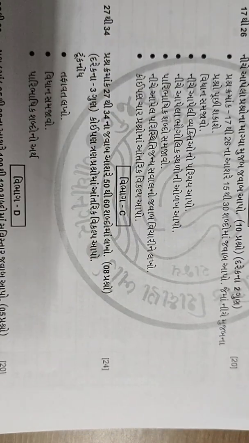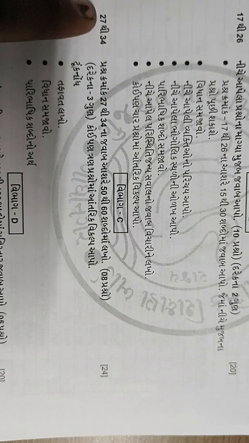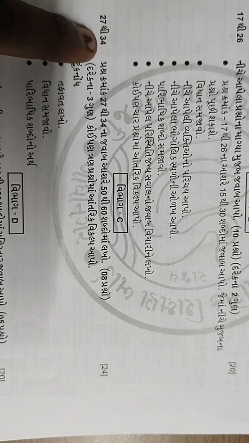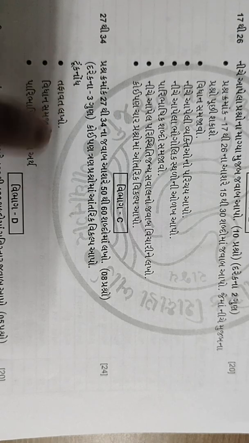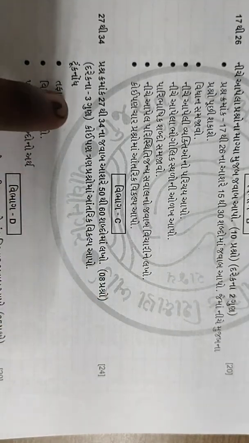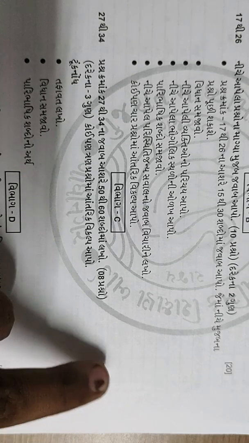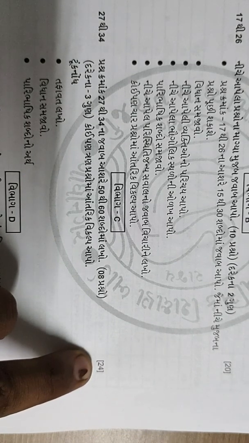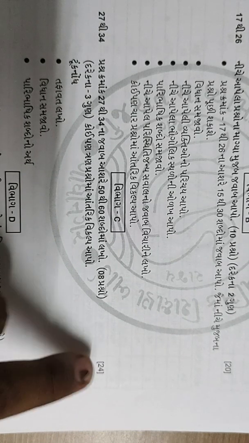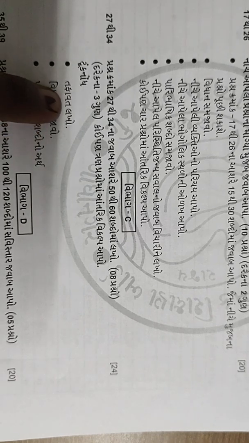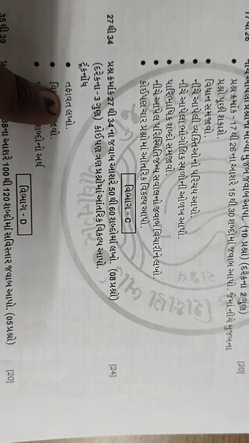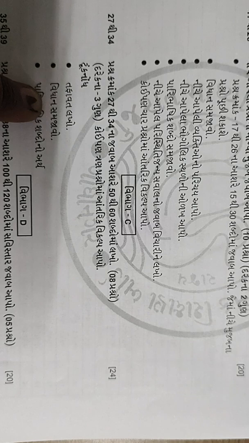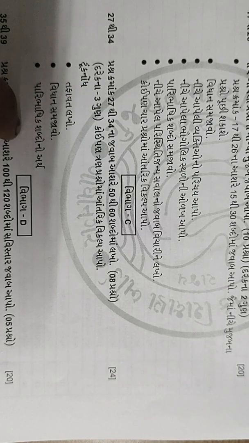Then comes section C, question number 27 up to 34. Total 8 questions, each of 3 marks, so altogether 24 marks, where it may ask you to give the difference, explain the sentence, give reasons, explain the following terms.